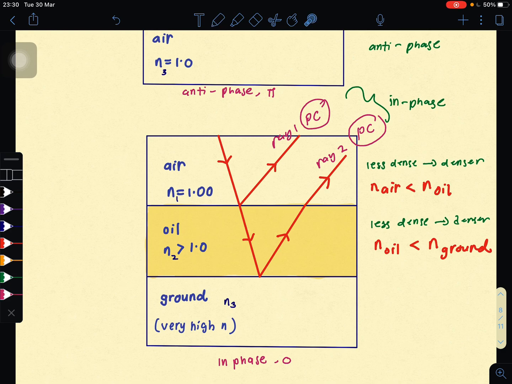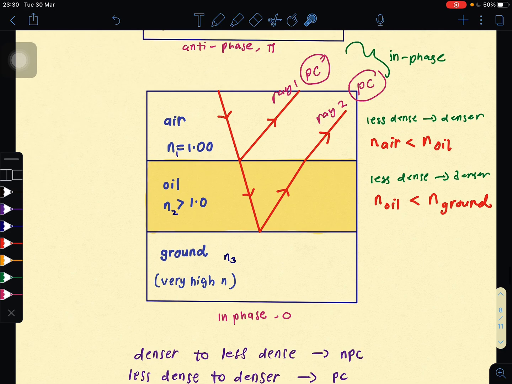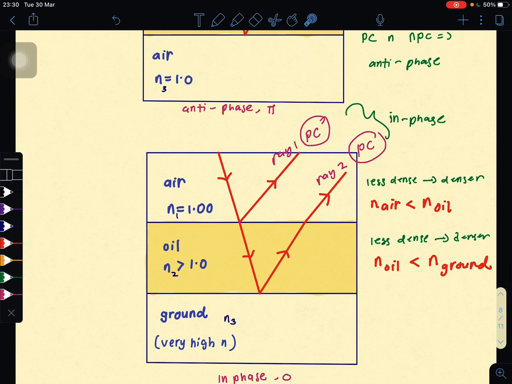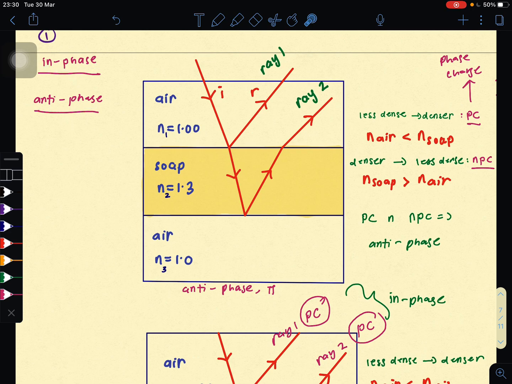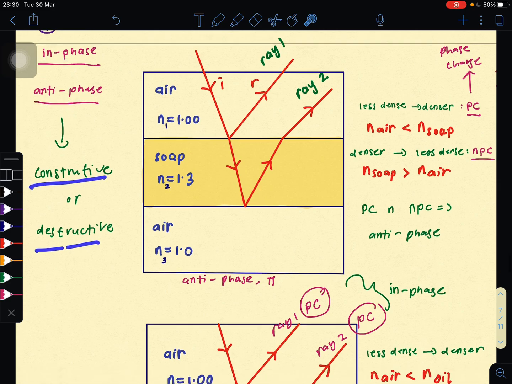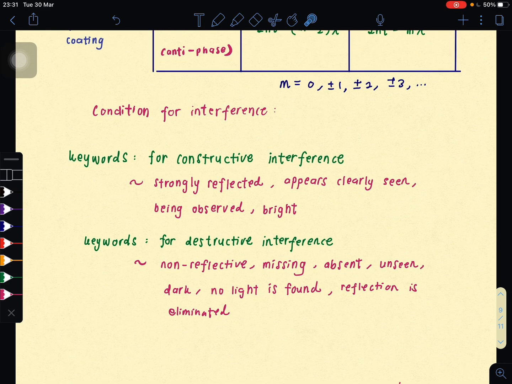Okay, so just remember, if the light travels from denser to less dense, there will be no phase change. Less dense to denser, there will be a phase change. So this is how we determine whether the interference adalah in phase ataupun anti-phase. So selepas kita determine dia punya in phase ataupun anti-phase, barulah boleh determine whether it is constructive or destructive. So first step, always start with whether it is in phase or anti-phase, and then constructive or destructive.